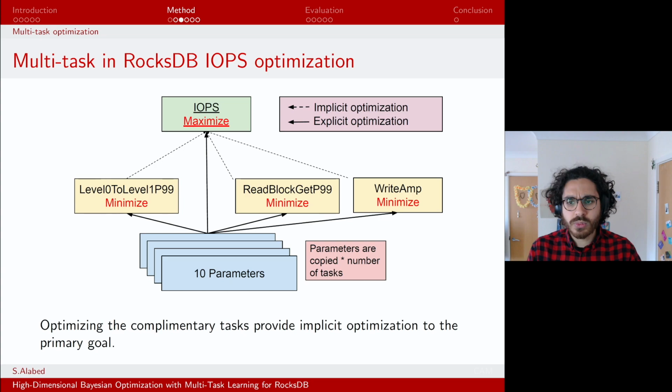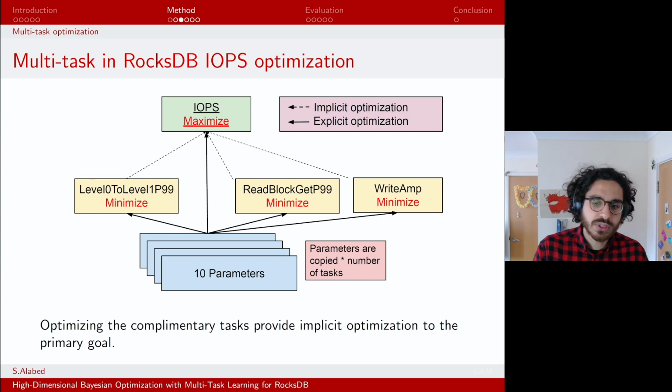From that, we narrowed it down to two dozen metrics we are interested in. Then we read the RocksDB documentation, and based on manual experiments, we narrowed it down to three very interesting tasks that, by minimizing them, also increase the throughput of RocksDB. I'm not going to go into details here, but they are in the appendix of the paper.